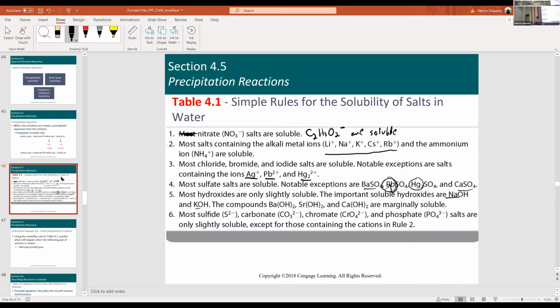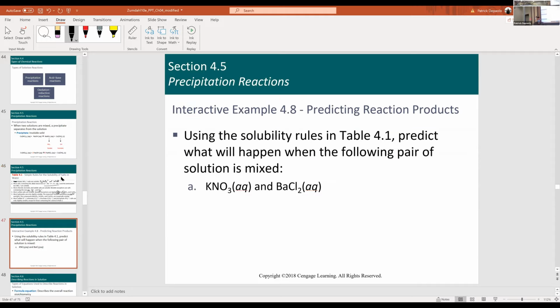Based on, is there anything that's silver, lead, or mercury, or if it's nitrates, acetates, or the group 1A metals. Knowing all that information should tell you, from doing a systematic analysis, which one's insoluble. So you don't have to write all this down now, but we will go through examples. Okay, so let's do an example.